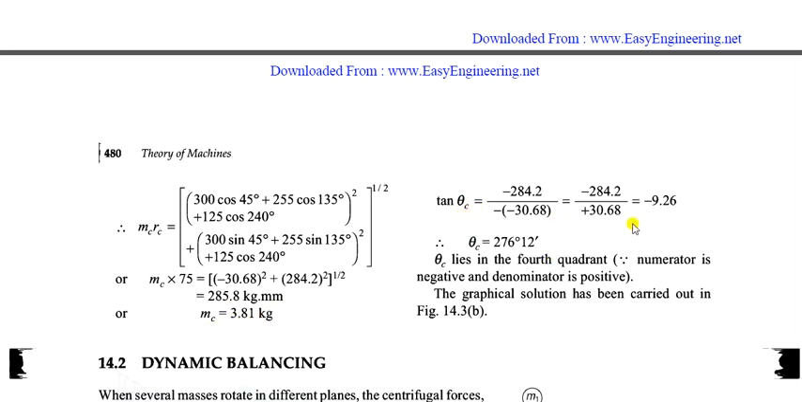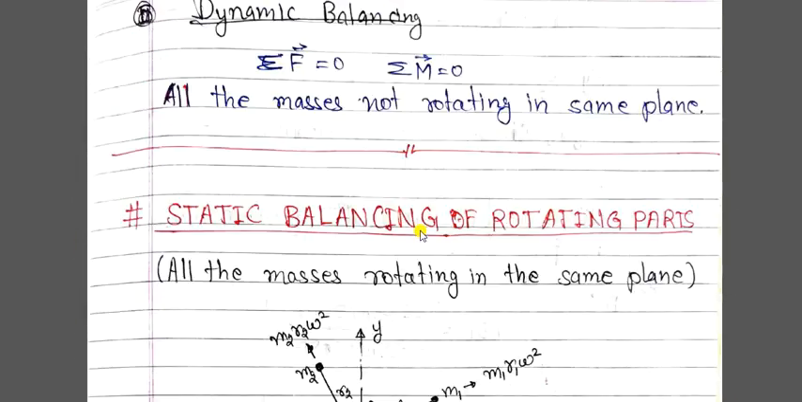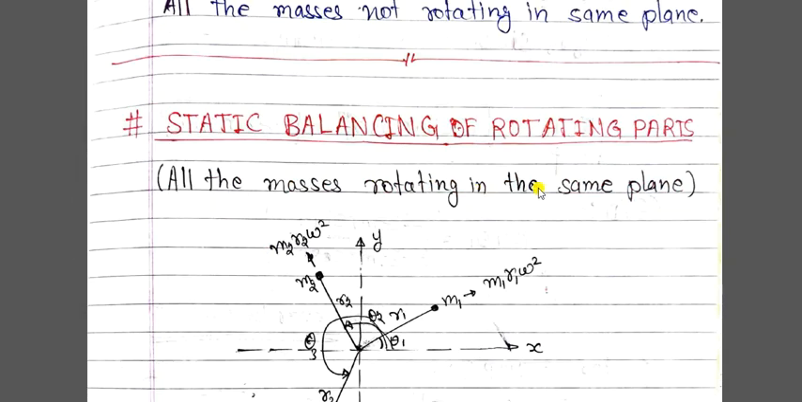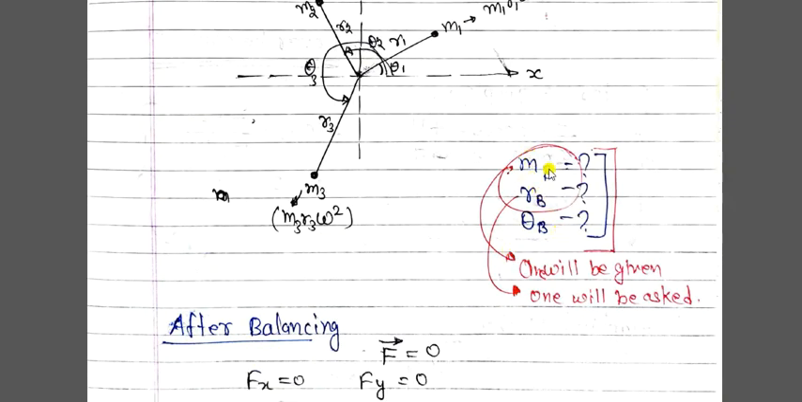And now the important point comes, which I have explained in the last video, and also I will open the notes which I have shared with you. So this is the static balancing of rotating parts. All the masses rotate in the same plane. I have told all these things. So these are the three masses: balancing mass, radial distance of balancing mass, and angular position of balancing mass. So MB, RB, among these one will be given. Either MB will be given or RB will be given, and the other he will ask. So one will be given, one will be asked. Like in this problem, RB was given.